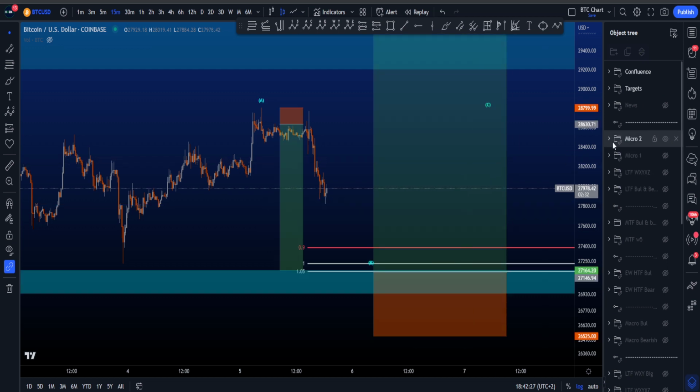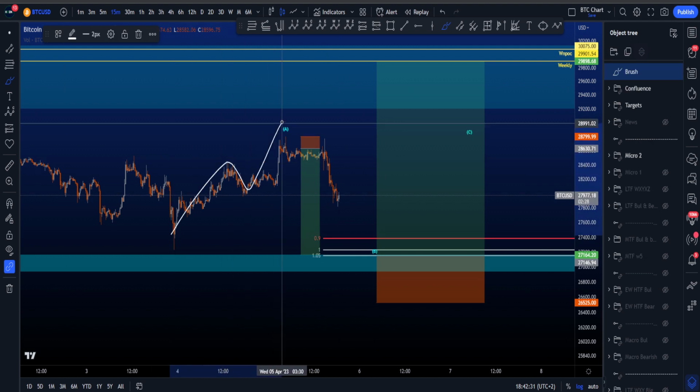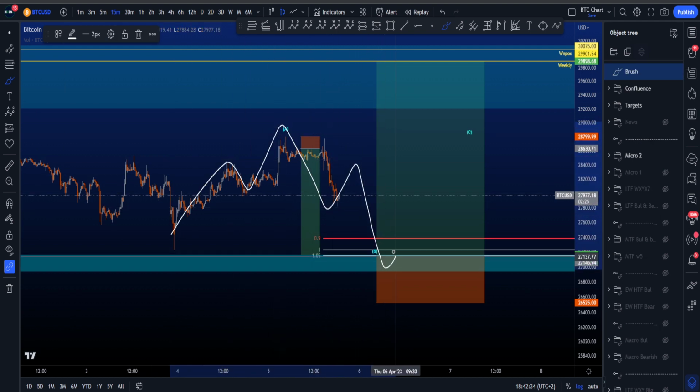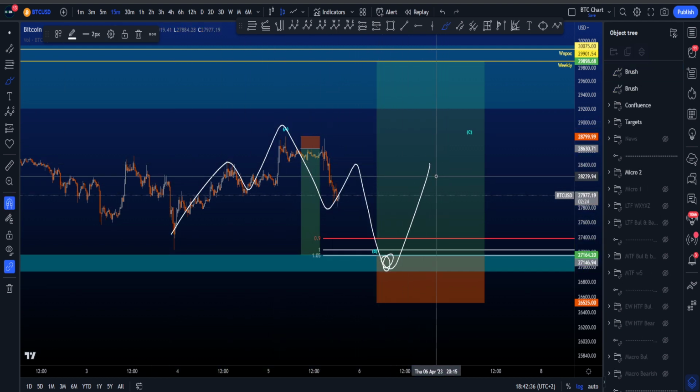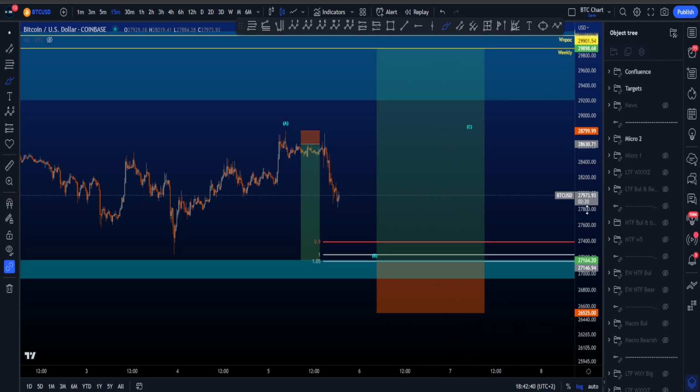And then finally, we have this micro scenario 2, where this is a wave A, looking for a wave B to the downside, hitting this target box before then a move to the upside. And I think these 4 scenarios are definitely worth keeping an eye on, so you can replay this video to go over these different scenarios as well.